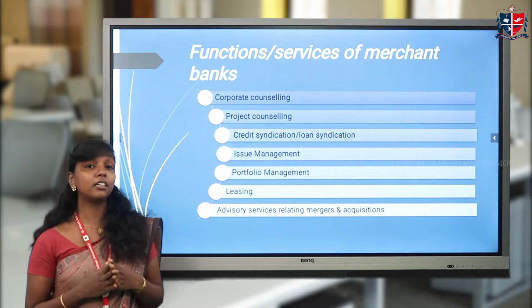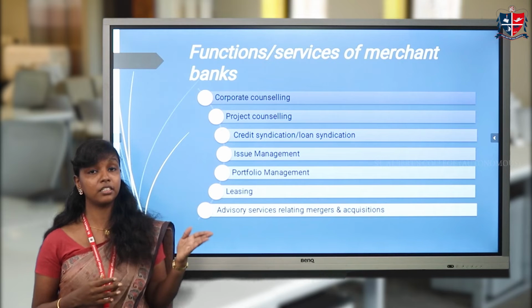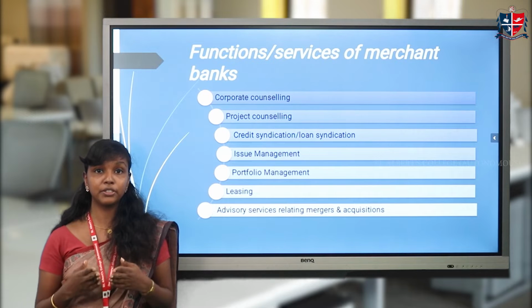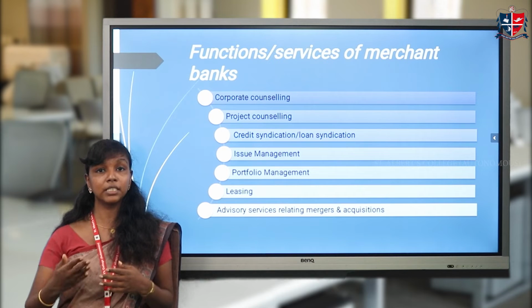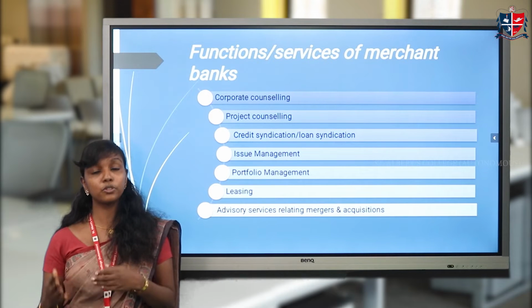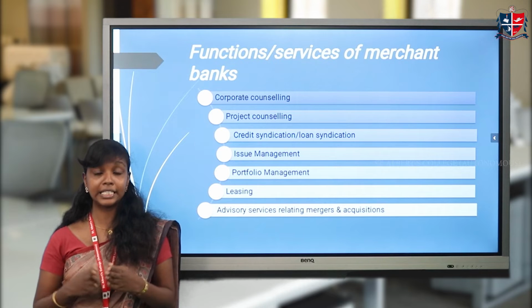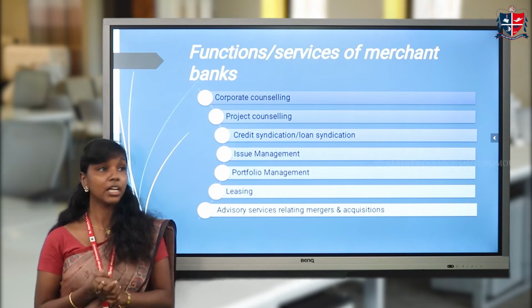And the third function performed by a merchant bank is credit syndication or loan syndication. So a merchant bank helps financial institutions to get loans from banks and other financial institutions, for meeting the project financing or for meeting the long-term working capital requirements. They also help them to locate the sources of funds and to comply with the formalities required to get the loan.